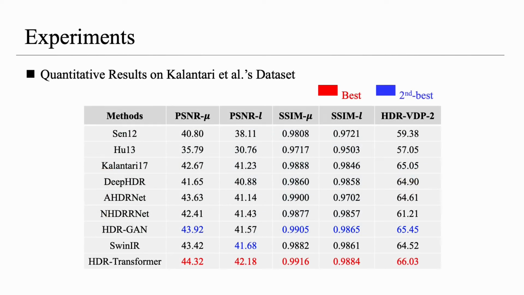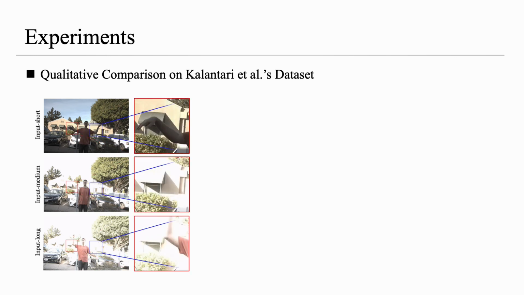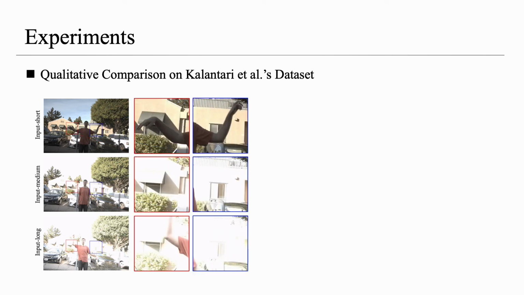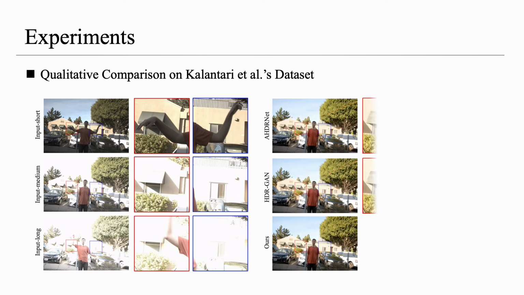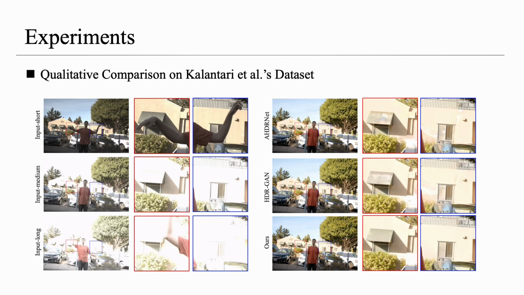The quantitative results on Kalantari's dataset show that our method outperforms all the previous methods in terms of PSNR, SSIM and HDR-VDP2. In particular, we achieved PSNR-mu of 44.32 and PSNR-L of 42.18, respectively. For qualitative comparison, here shows a challenging case that contains severe saturations and large motion. Both the compared methods fail to hallucinate the details and result in ghosting artifacts in the reconstructed HDR image, while the proposed HDR transformer reconstructs ghost-free results with more visually pleasing details.